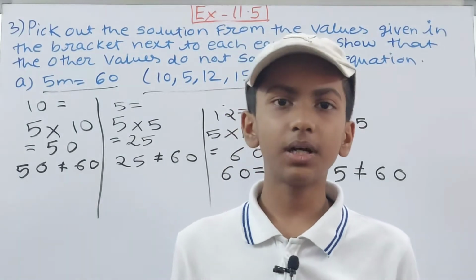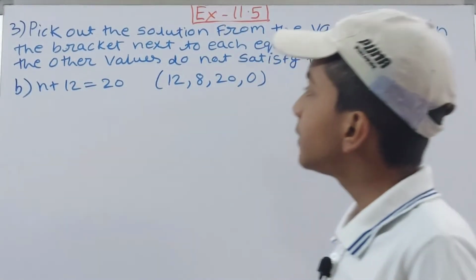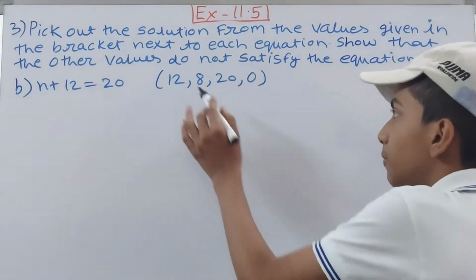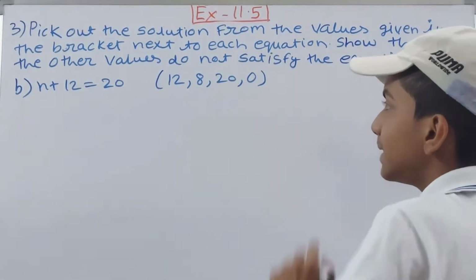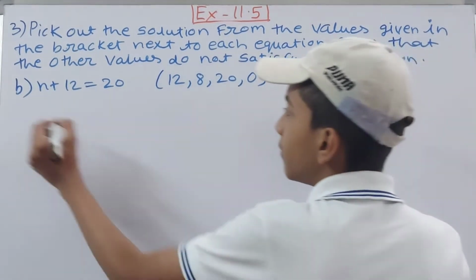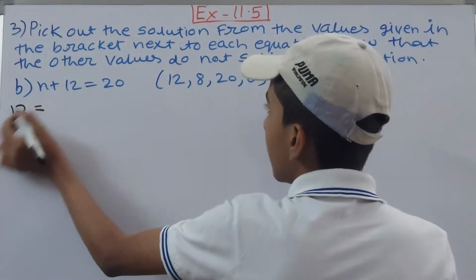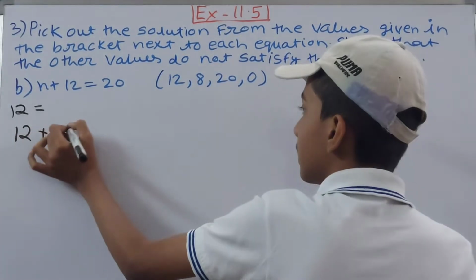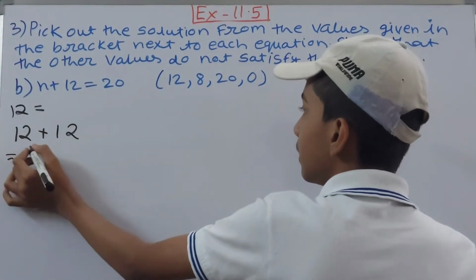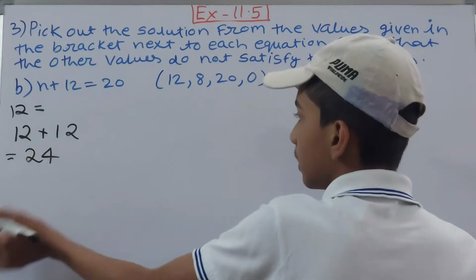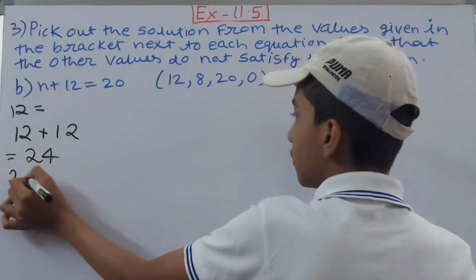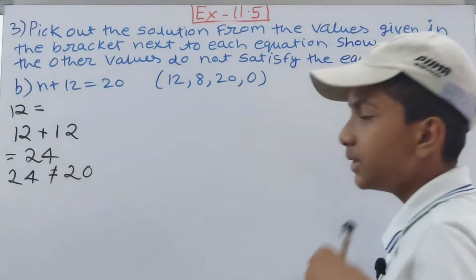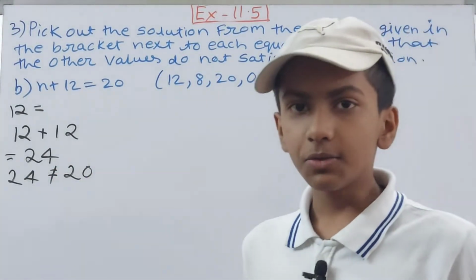Let's move on to the B part. Now B part is h plus 12 is equal to 20. Here the values are 12, 8, 20 and 0. So let us start with 12 only. So h will be 12 first, then plus 12, okay, and that is going to be 24. And as you know, 24 and on the RHS we have 20, unequal. So that means it is not satisfying our equation.